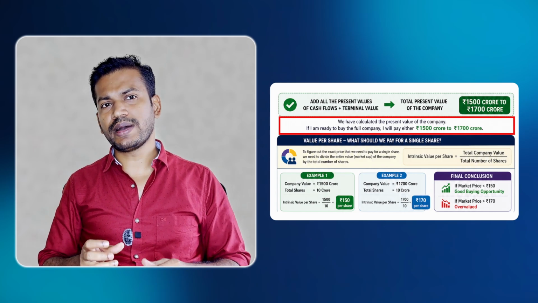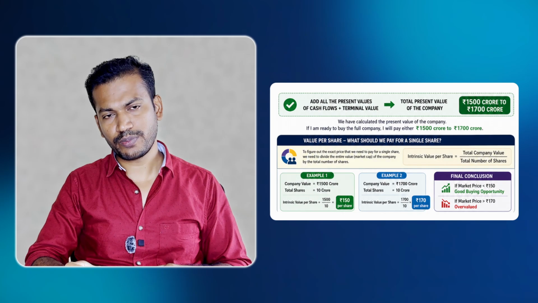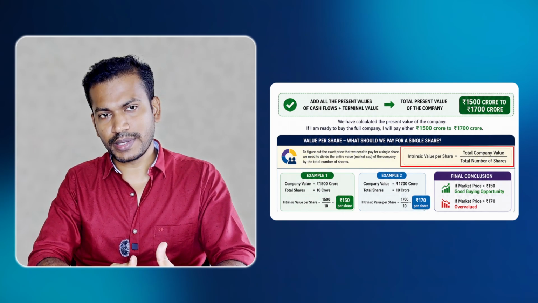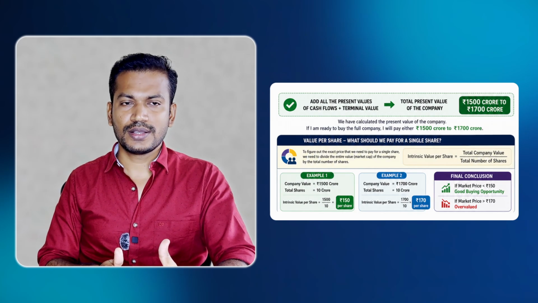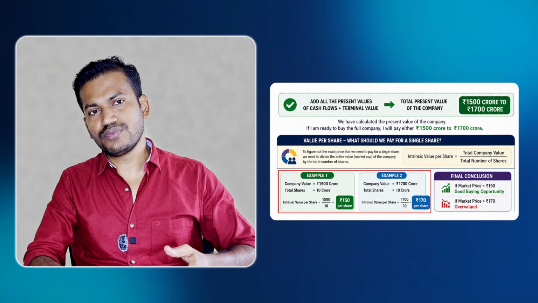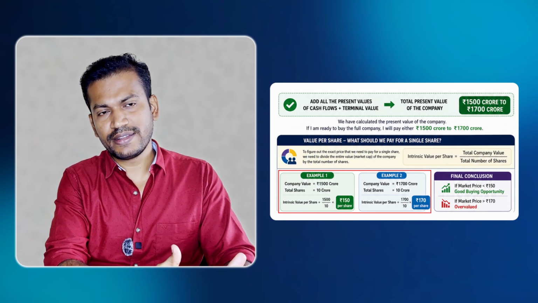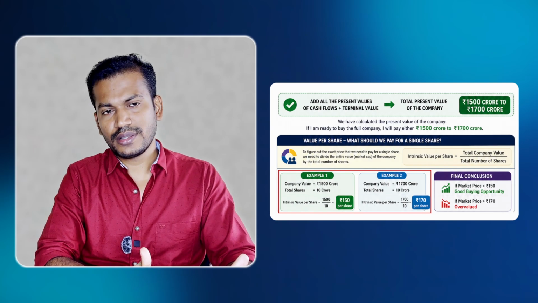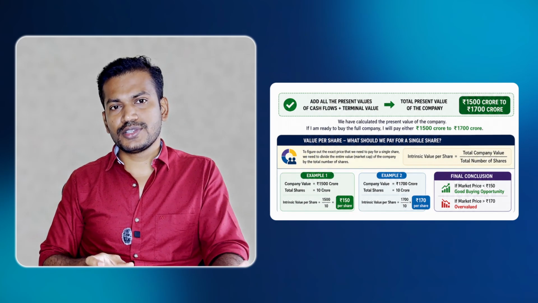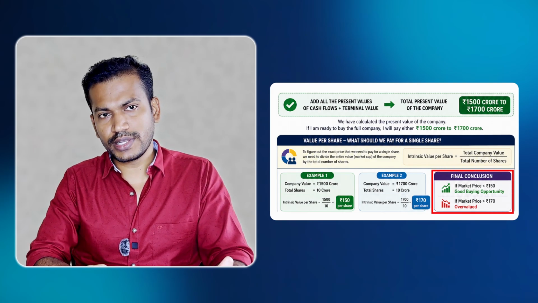But let's say we are going to buy only one share, or two shares. To figure out the exact price that we need to pay for a single share, we need to divide the entire market cap of the company by the total number of shares. Let's say the total number of shares of this company is 10 crore. We have figured out that the value of the company is 1500 to 1700 crore. So when we divide that by 10 crore shares, we get a per share value of 150 rupees to 170 rupees. So the ideal price, the intrinsic value of the share, is 150 to 170 rupees.